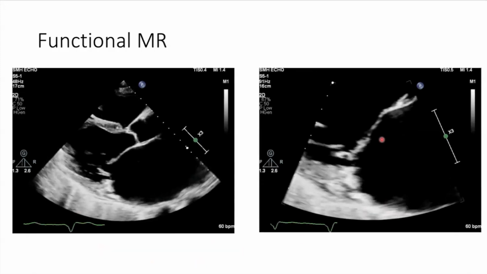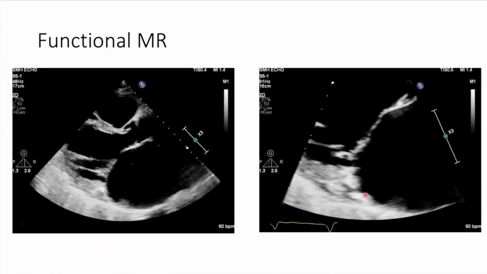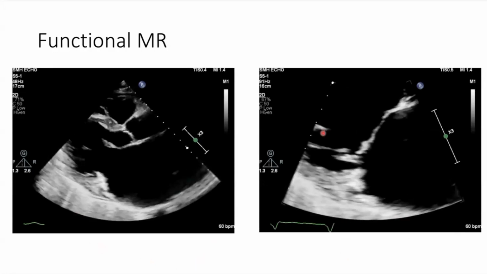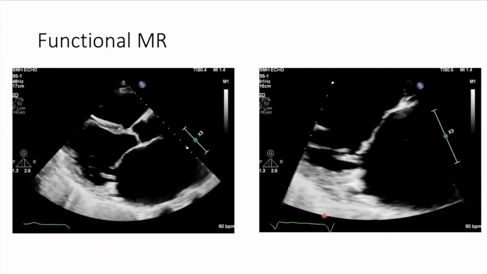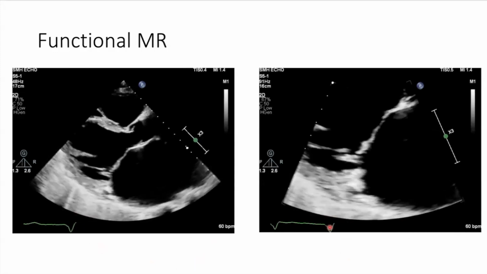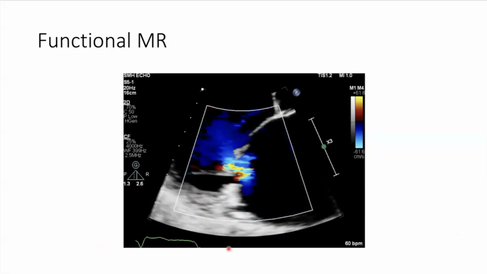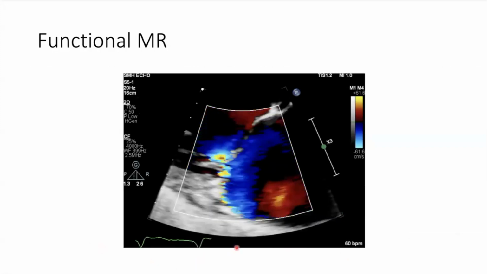And when we focus on the mitral valve itself, we can see that the posterior leaflet is more directed to the apex than the anterior leaflet. There's no prolapse here, but there's restriction of the posterior leaflet. And then when we put color over it, we can see that there's a posteriorly directed jet. So this is functional MR.